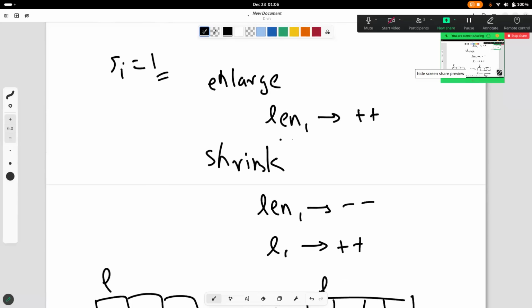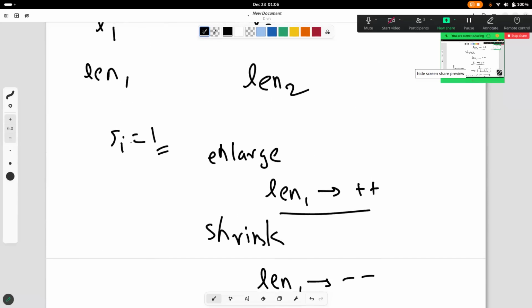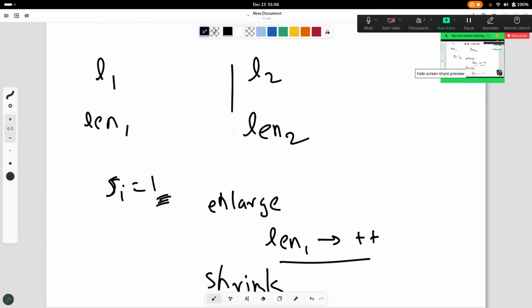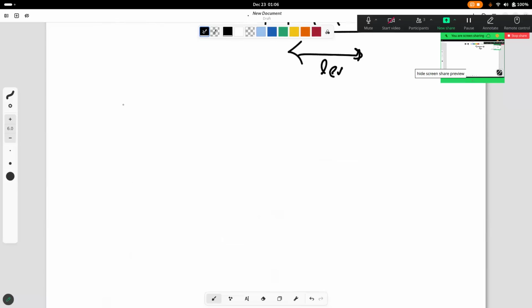So an enlarge would increment length, shrink would decrement length. And that would be for S of I equal to 1, and for S of I equal to 2, we can update its corresponding variables. Now the problem is, for one snake, we didn't have to deal with any collision. For two snakes, you will have to deal with collisions. Okay. When can collisions occur?